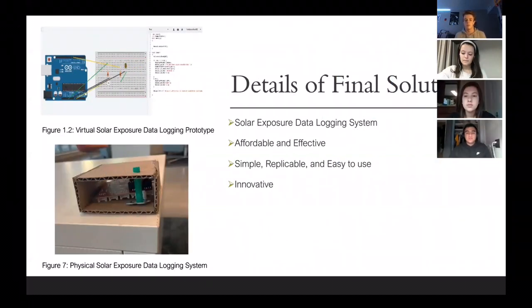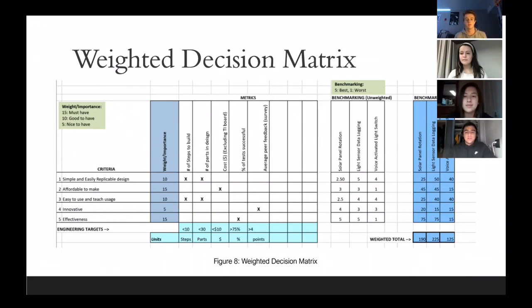Our final solution we chose was a solar exposure data logging system. The criteria we weighted upon is affordability, effectiveness, simplicity, replicability, ease of use, and degree of innovation. The weighted decision matrix we used to grade our prototypes can be seen in Figure 8. We weighed effectiveness and affordability of production as the most important criteria. The next most important were the ease at which the design can be taught, used, and replicated. The least important criteria was the degree of innovation of the design.